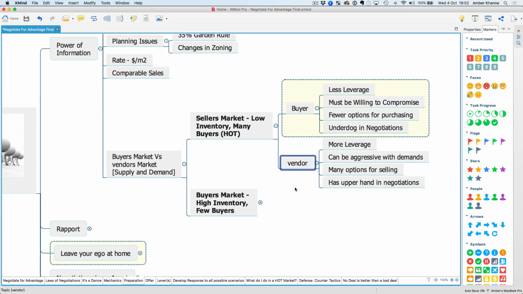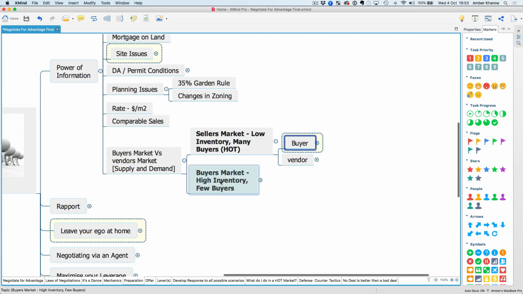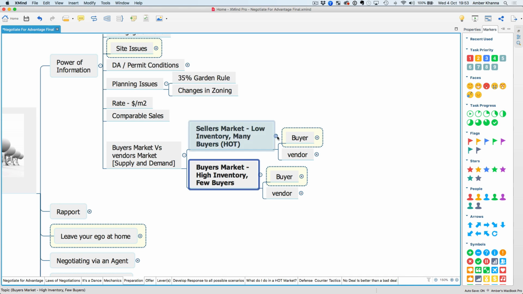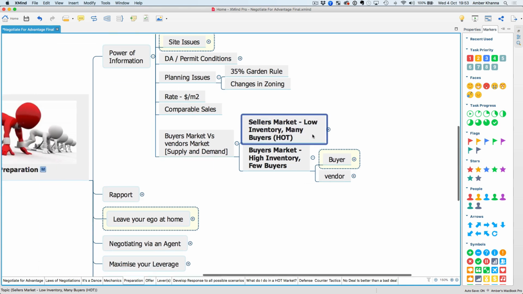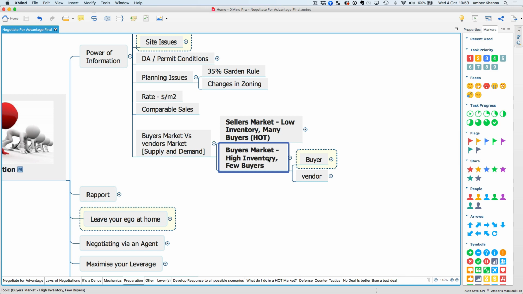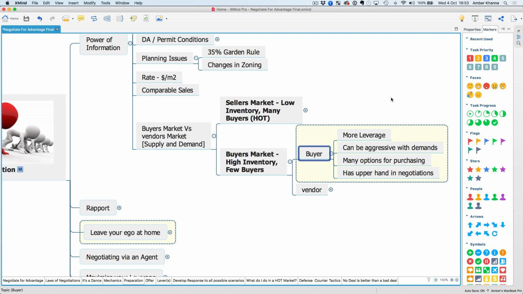Comparable sales, and then buyer's market versus vendor's market or supplier market. It's all related to supply and demand. So vendor's market basically means low inventory and there are many hot buyers. So this is what we were in. Now it has actually switched. Vendor's market just confuses me, I'll just call it seller's market. Seller's market means low inventory and there are many buyers. This is where Melbourne or Sydney was a few months ago, or a year ago, or 2 years ago.